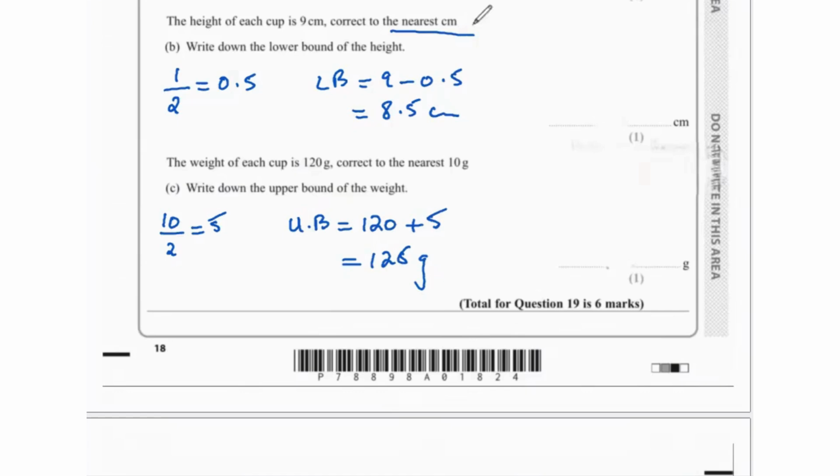For these, whatever it's nearest to, you divide that quantity by 2 and then add or subtract based on what you're trying to find. If you're trying to find the upper bound, you will add that thing. If you're trying to find the lower bound, you would subtract it.